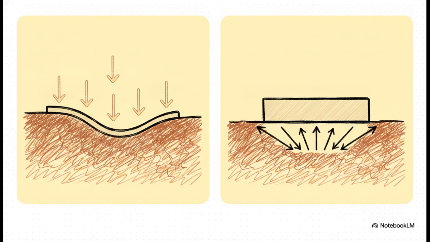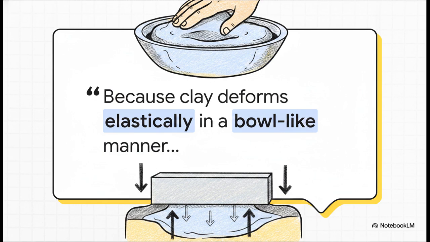But now look at the rigid foundation. A rigid foundation absolutely forces a uniform flat settlement across its entire base. It won't bend. So to achieve that completely flat settlement in clay, the ground has to push back differently. The contact pressure must be way higher at the edges and lower in the middle. This creates this really distinct dish or saddle-shaped pressure distribution. So why does clay behave this way? Well, as the source material notes, quote, because clay deforms elastically in a bowl-like manner, end quote. When you press down on clay, it actually has more confinement and much higher shear resistance right near the edges.